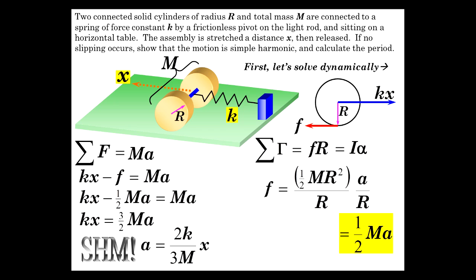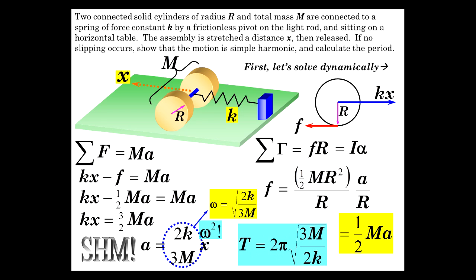How can we make such a fast claim? Because the acceleration is proportional to the displacement, which means the force is proportional to the displacement as well. That's the condition required for simple harmonic motion. Let's now finish this up. The 2k over 3m is actually omega squared. So omega is the square root of 2k over 3m. So we can write down what the period is, because period is 2 pi divided by omega, so flip this around: square root of 3m over 2k.